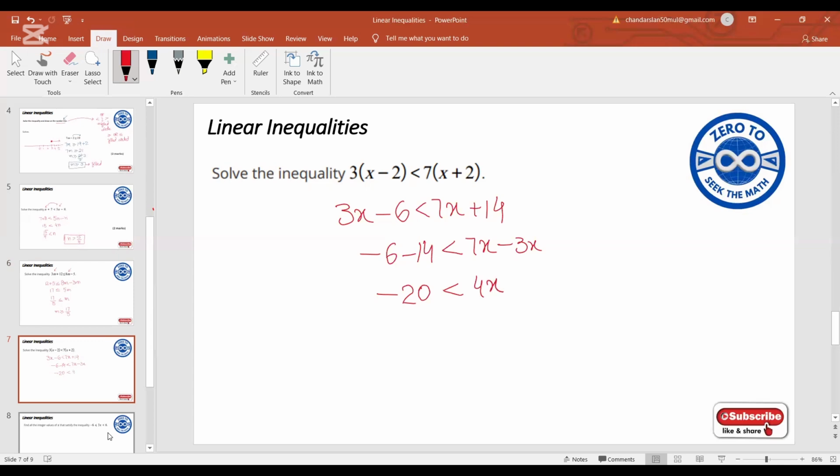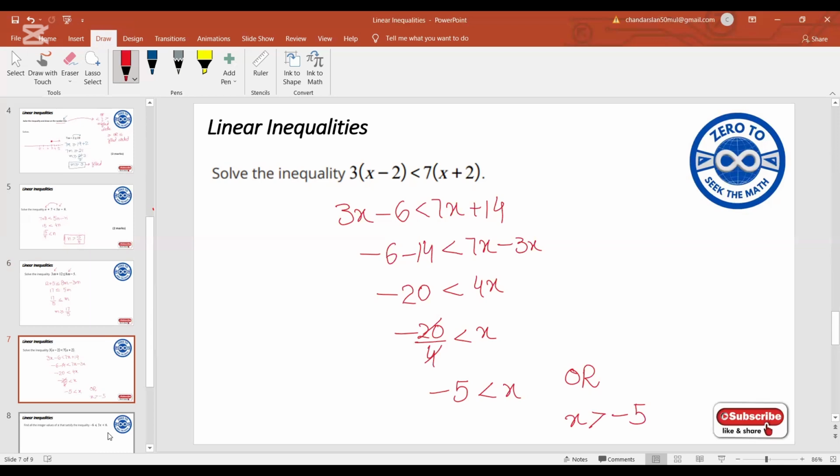So the answer will become 4x. Now 20 will be divided by 4 because 4 is multiplying x. So x can be written by this. So 4 1s are 4, 4 5s are 20. So the answer will be minus 5 is less than x, or we can actually write that x is greater than minus 5.